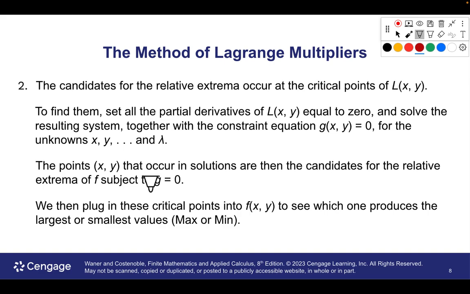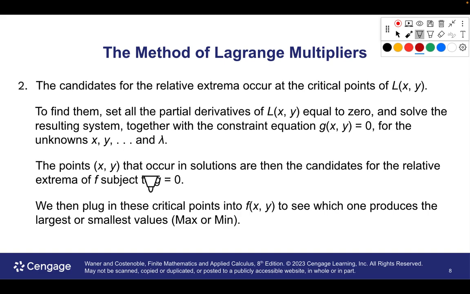The candidates for the relative extrema occur at the critical points of L of x. Find them, set the partial derivatives, and notice it could be more than two unknowns, but we're only going to do two. Find the set of all partial derivatives of L. Okay, we do that. Set them equal to 0. Solve the resulting system together with the constraint for the unknowns, x and y. You can solve it for Lagrange, but again, we usually don't care because we're looking for the critical points. The points x, y that occur in these solutions are then the candidates for the relative extrema.